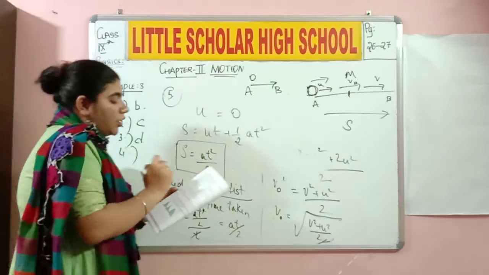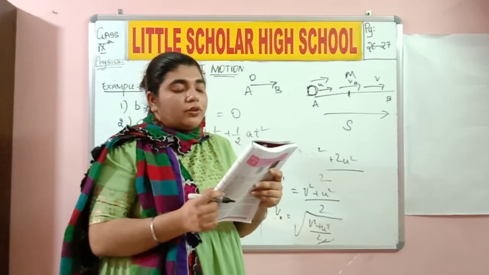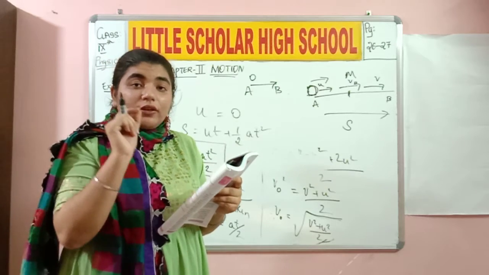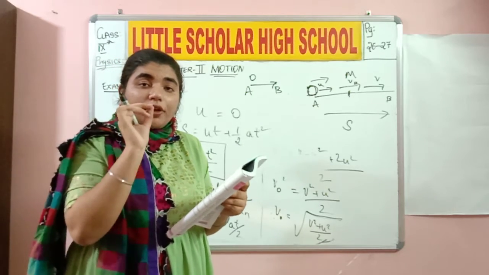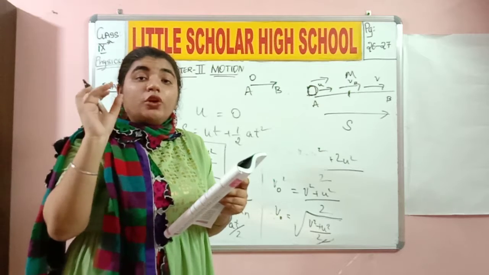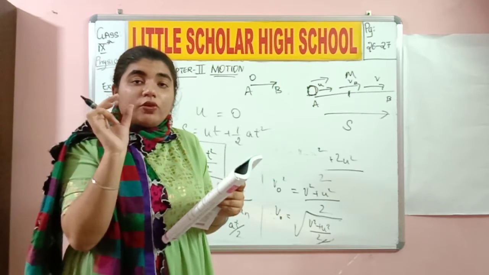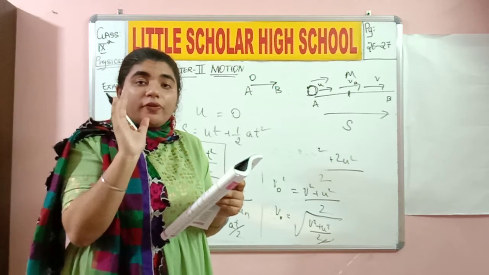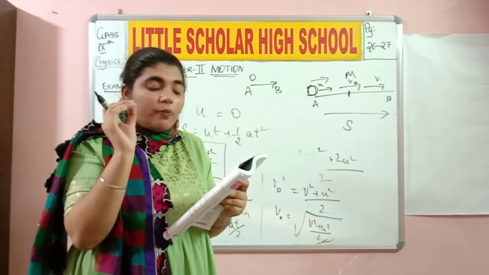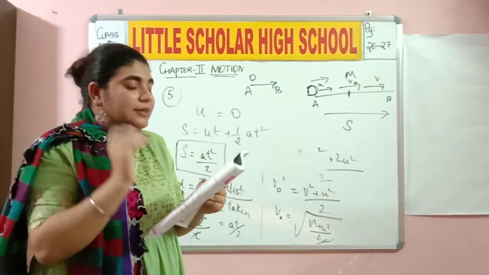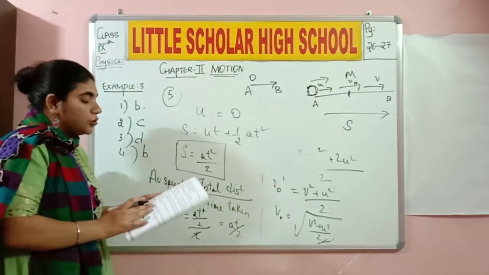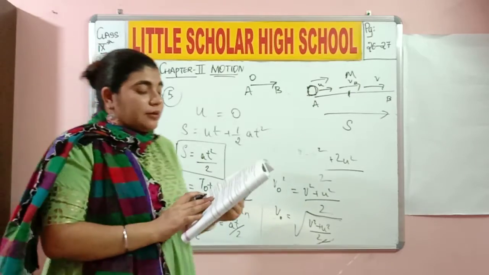Fourth one, if the acceleration of a moving object is constant, then the motion is said to be uniform acceleration. This means we are talking about a body which is moving with uniform acceleration. What do you mean by uniform? Something that is proper, something that is having uniformity, something that is having consistency. So fourth one is going to be option B. So the answers for the choose the correct one are B, C, D and B.